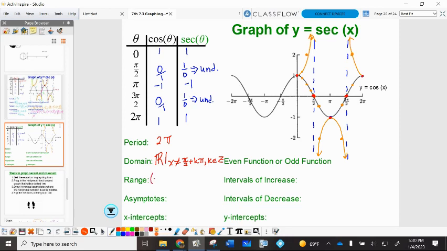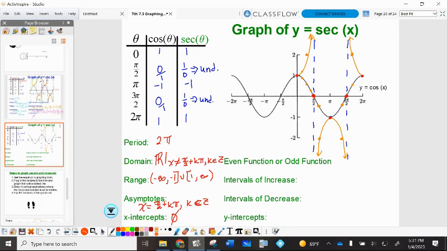The range is going to be from -infinity non-inclusive up to -1 inclusive, union with 1 inclusive to infinity. Our asymptotes happen exactly where our domain was restricted, so we're just going to copy it from there. Instead of not equals this time, it's what x does equal. x equals pi over 2 plus k pi, where k is an element of the integers. Okay, our x-intercepts, there are none. You can put the empty set or does not exist or not applicable.